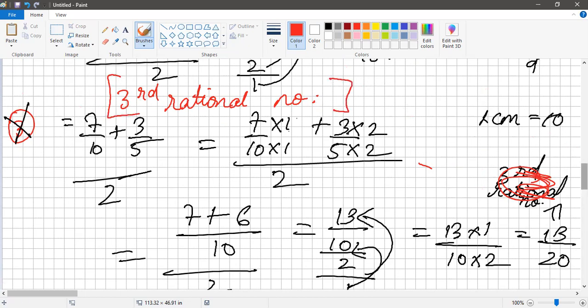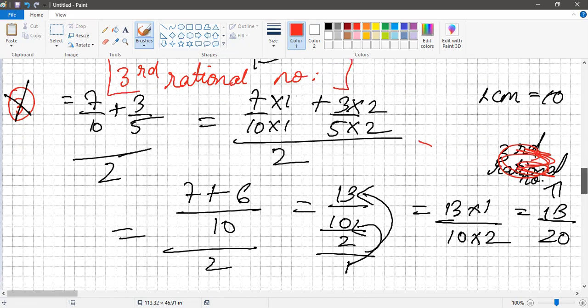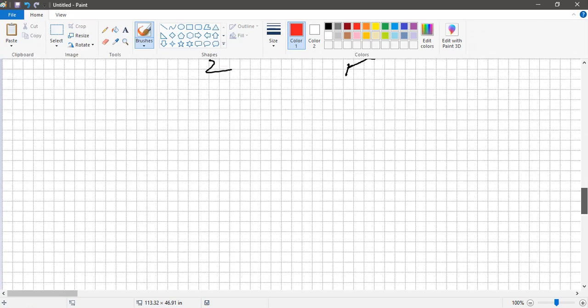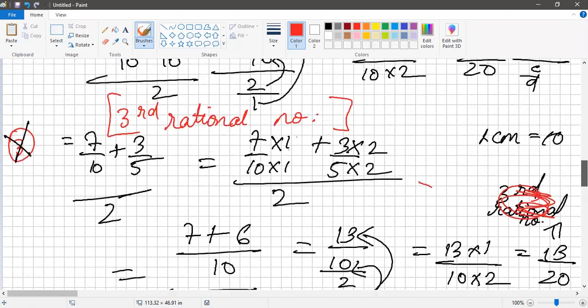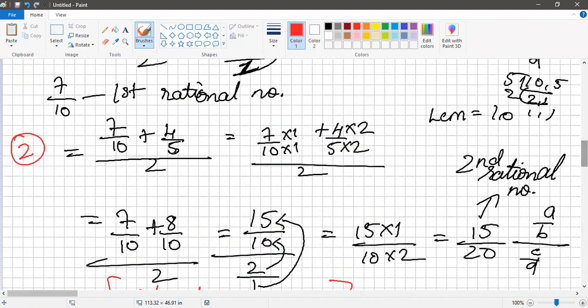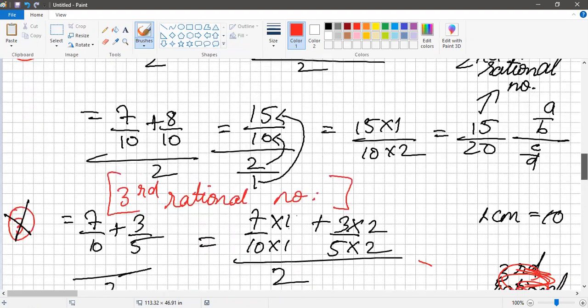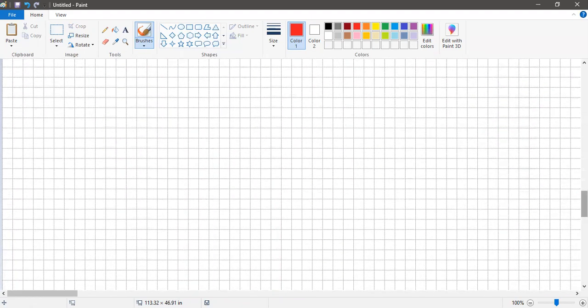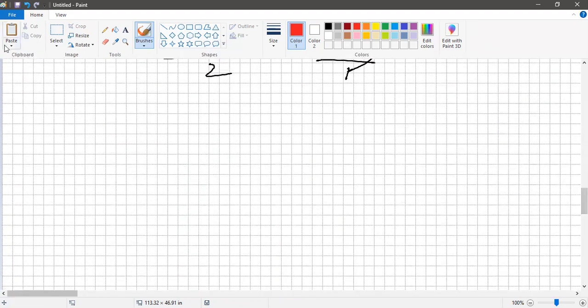So while finding the fourth rational number, I'll tell you how you should write in the exam paper. This is for explanation purposes. I'm writing quickly and not neatly, but I'll tell you how you should write everything in the exam. Fourth and fifth rational number, I will tell you how to do it.